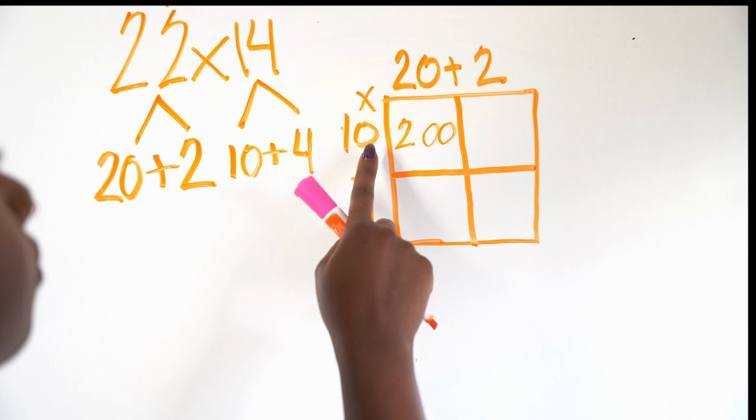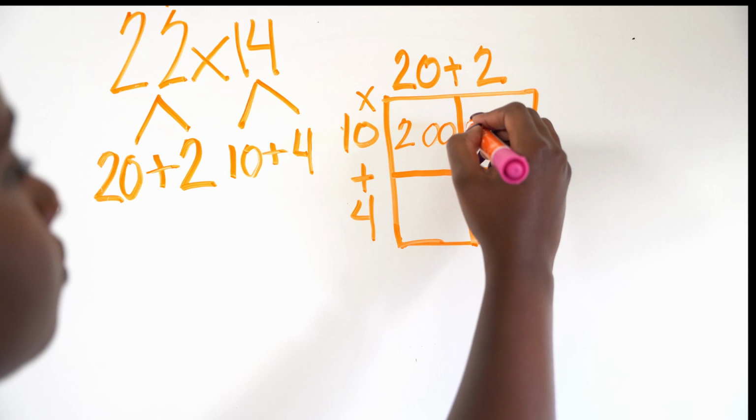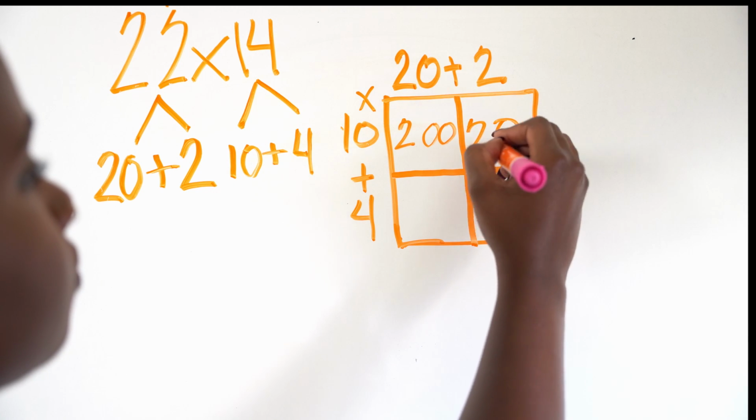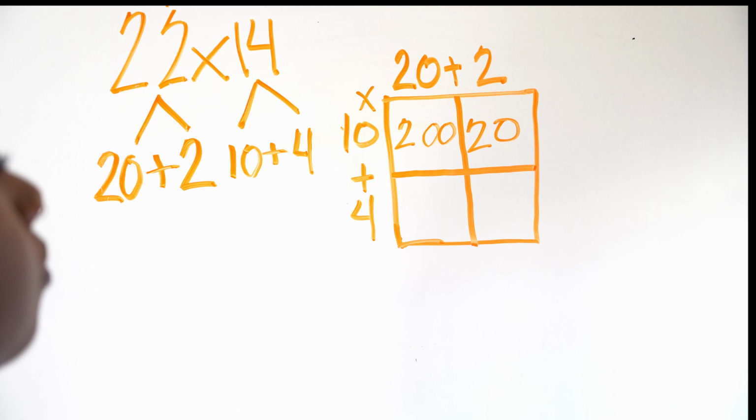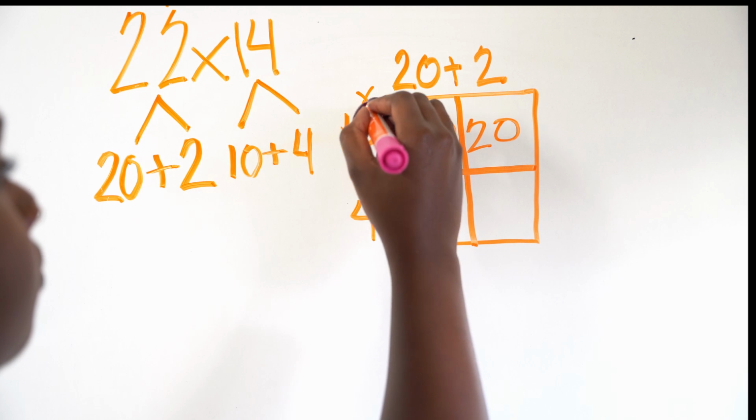Next box. How many zeros? 1 zero. So go ahead and throw that in there. Then multiply 1 times 2, 2. That one's all done. And you know that 10 times 2 is 20, so you're in good shape. Now we're finished with the 10. I like to check one off when I'm finished.